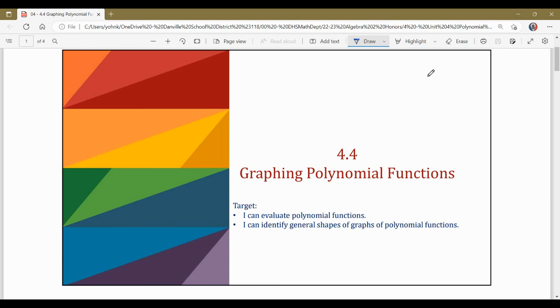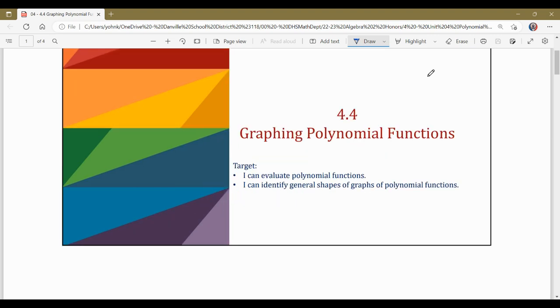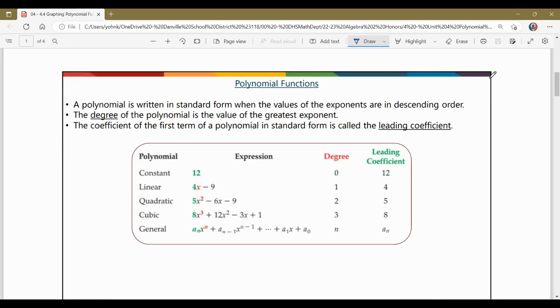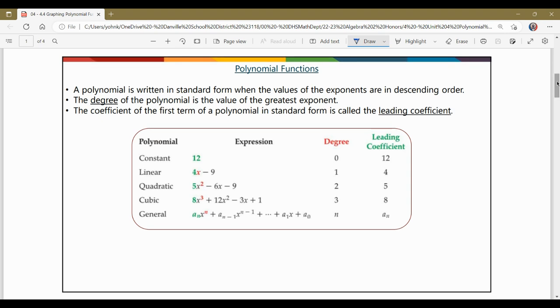Hey kids, welcome to section 4.4, graphing polynomial functions. Today we're going to learn how to evaluate polynomial functions and how to identify the general shapes of graphs of polynomial functions. So first we should probably know what a polynomial function is.